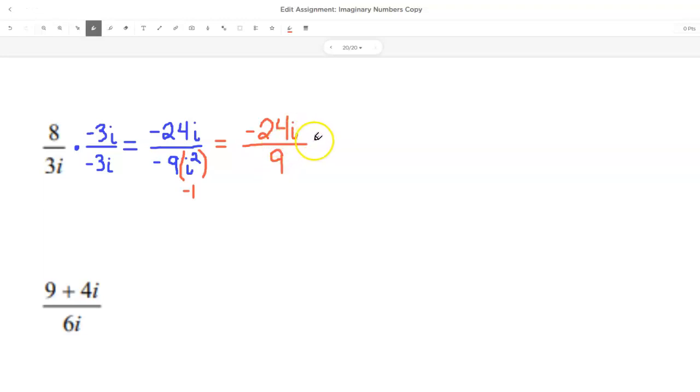My final thing to do here is to simplify. I need a number that goes into both 24 and 9, so I need a factor of 24 and 9, and that would be 3. I'm going to divide the numerator by 3, and I will get negative 8i. And when I divide the denominator by 3, I get 3.